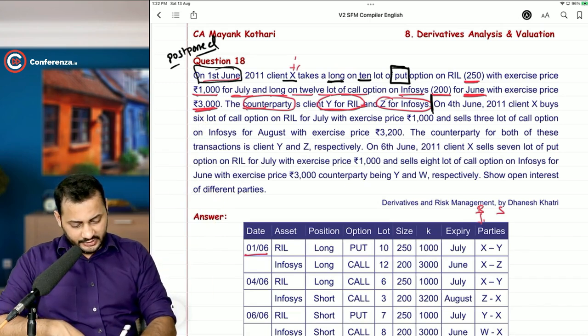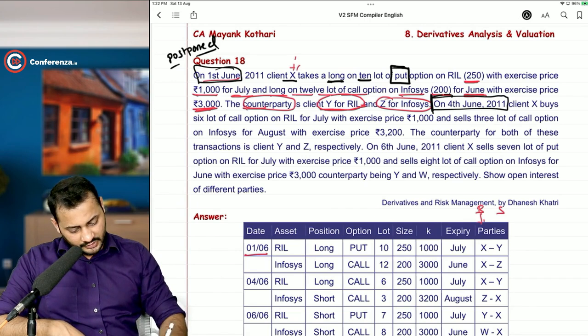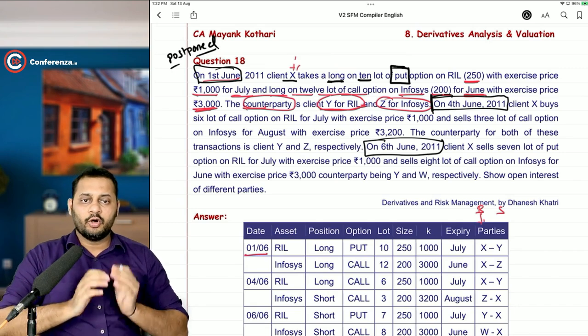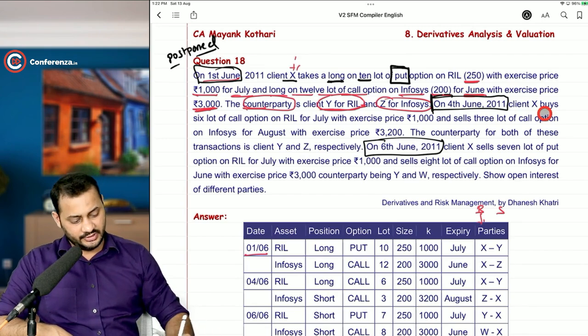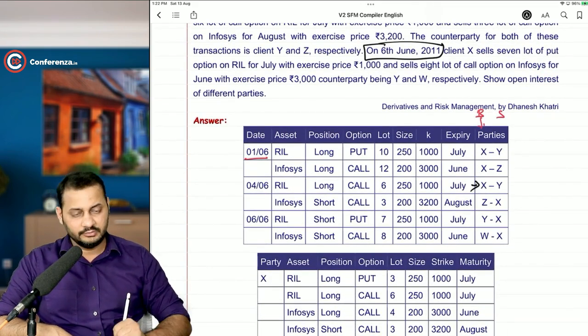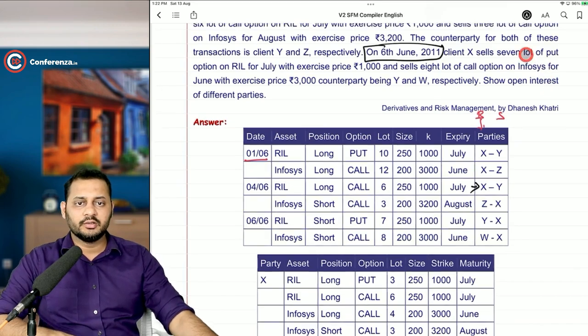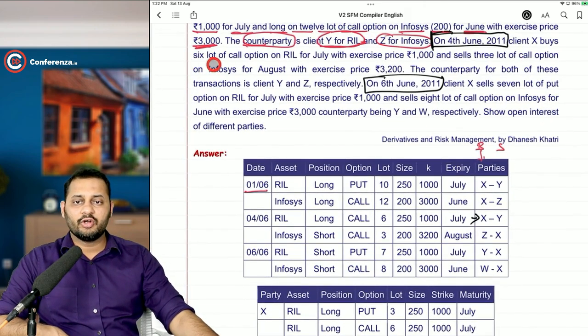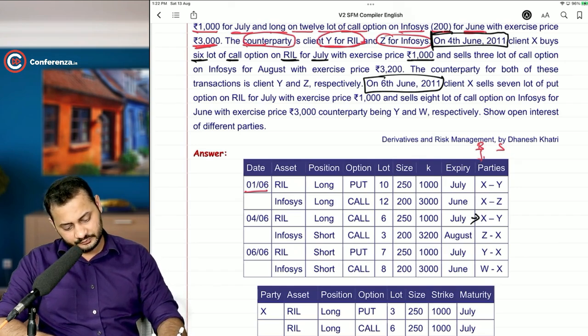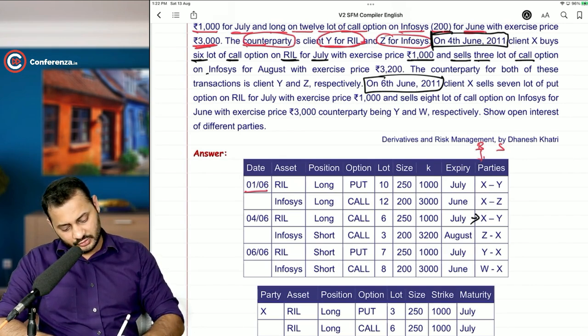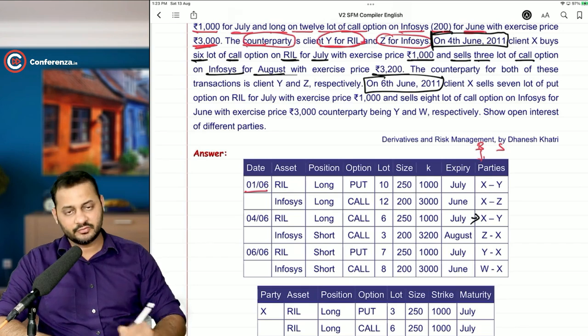So the 1st June data, the 4th June data, and the 6th June data. Okay, let's read about the second part. On 4th June, client X is the buyer again. Then buys 6 lot of call option on RIL for July with an exercise price of 1000 and sells 3 lot of call option on Infosys for August with an exercise price of 3200.